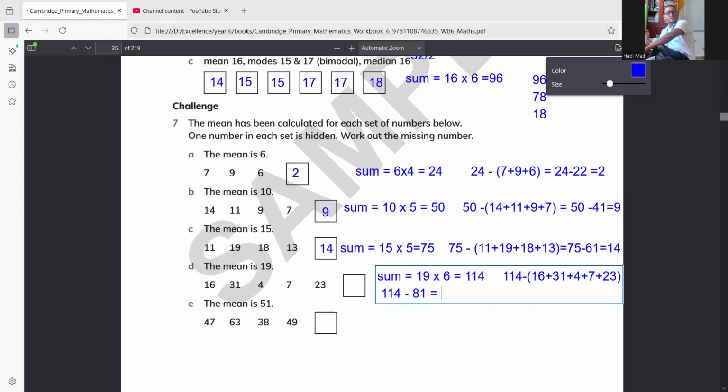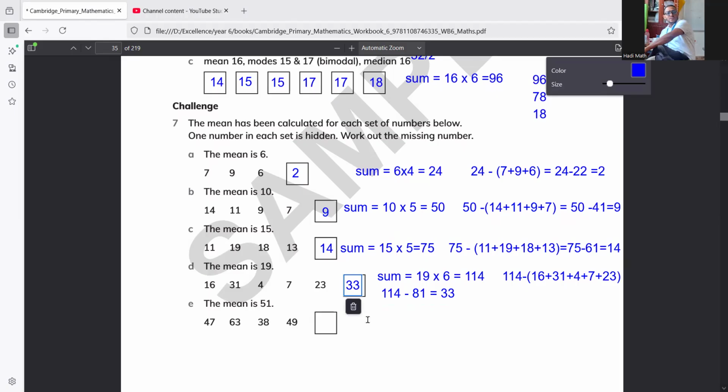4 minus 1 is equal to 3. And 11 minus 8 is equal to 3. So your missing number is equal to 33. It is 33. If you would like to make sure at any time after you find the missing number, go and add all those numbers together and divide by how many numbers there are to find the mean is 19.